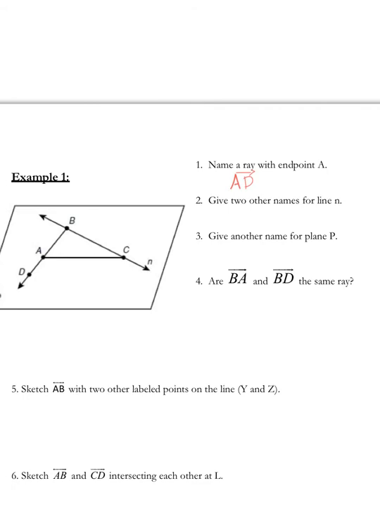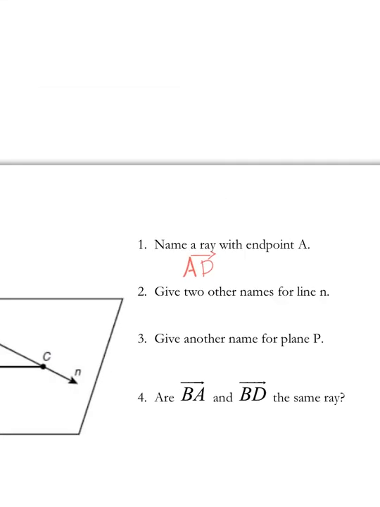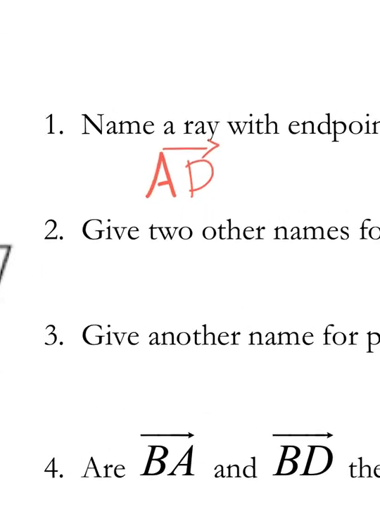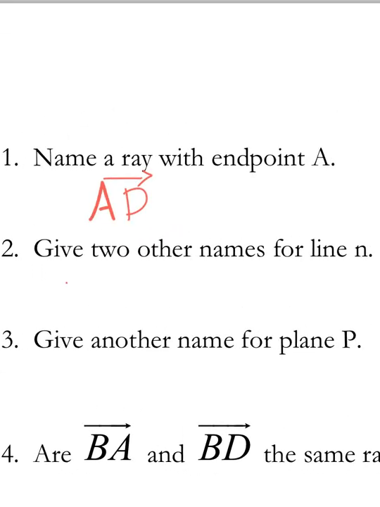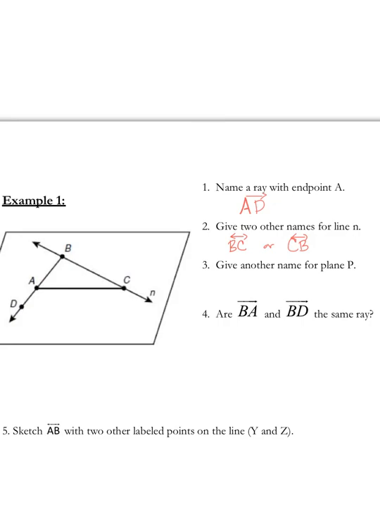Give two other names for line N. Remember, we can name it by the lowercase cursive letter, so that is the name for a line. You can also name it by 2 points. Well, the 2 points that are on there are B and C. So B, C, or you can say C, B. Either way would be the name for line N.